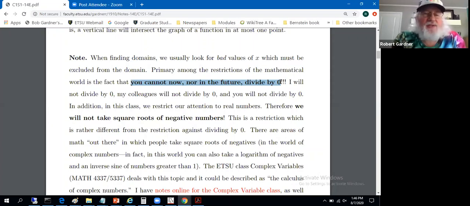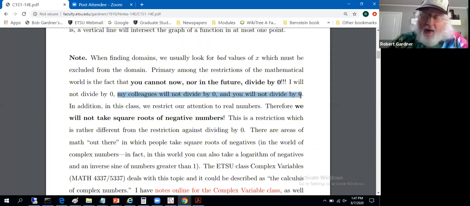We won't divide by 0. My colleagues will not divide by 0. You will not divide by 0. Nobody will now or ever divide by 0. It ain't a thing. See the appendices for even more of this. And this will come up again and again, even in the calculus stuff. You don't divide by 0.